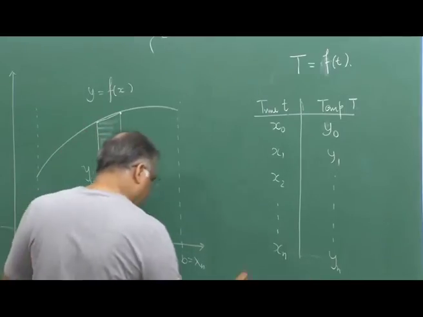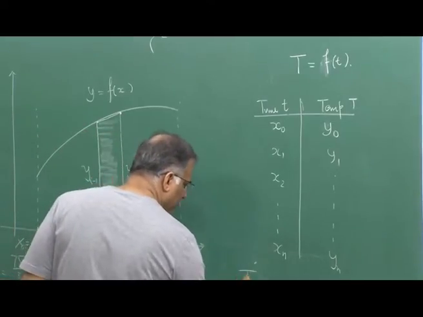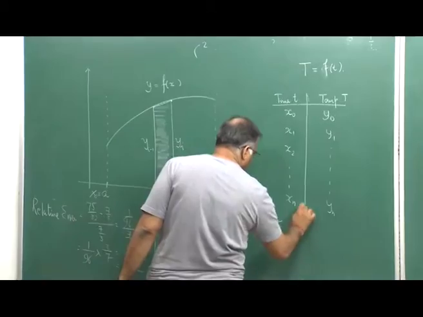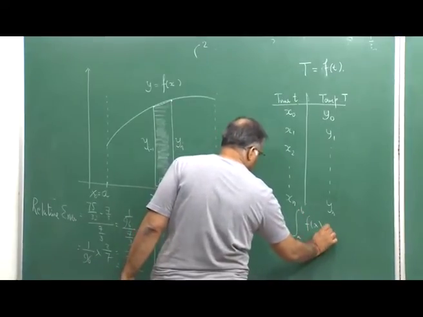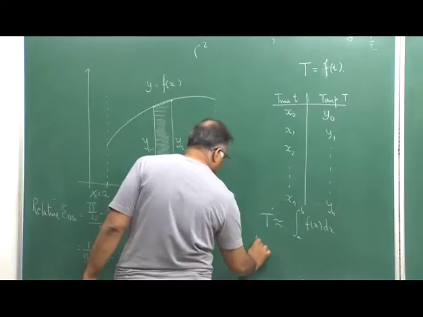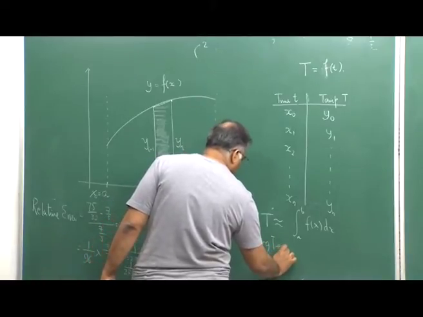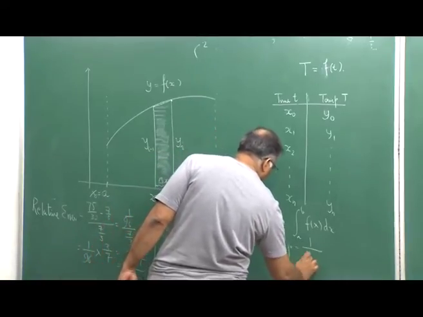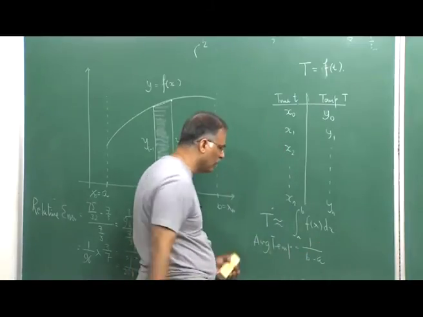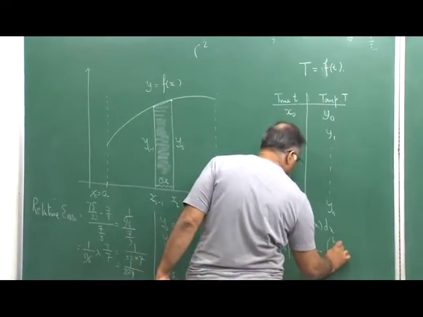Once you know the t, you know that it is the integral a to b f(x) dx, and if you want to find the average temperature, it is nothing but that divided by b minus a, that is, multiplied by 1 by b minus a. That is it. You can try this out.